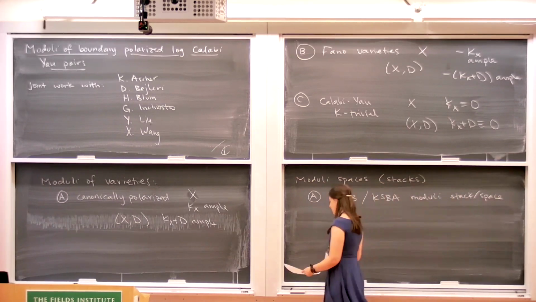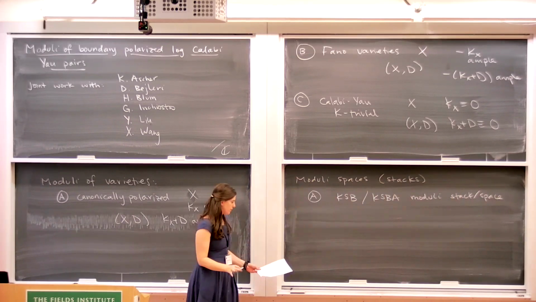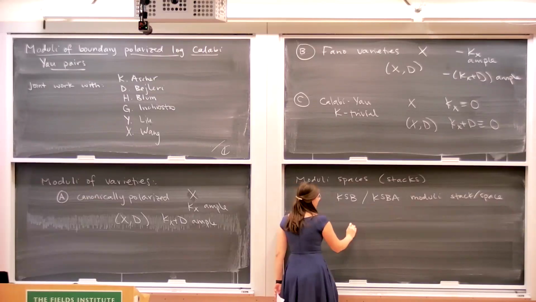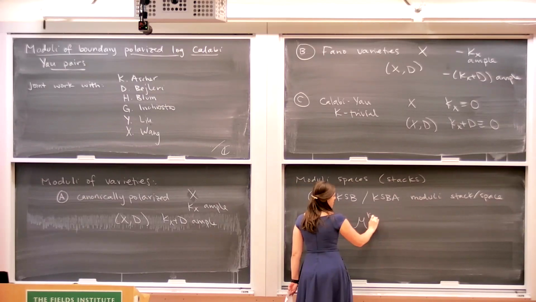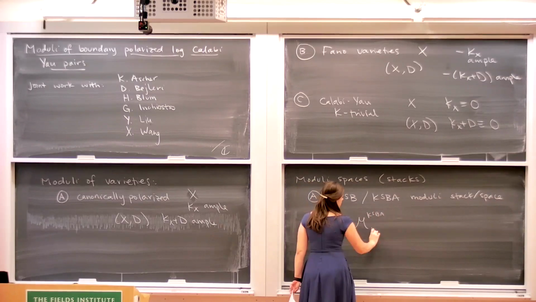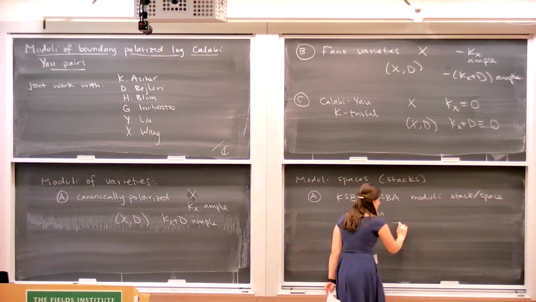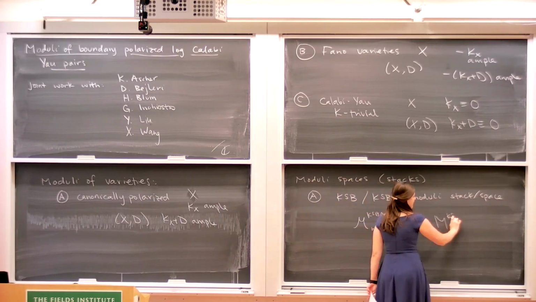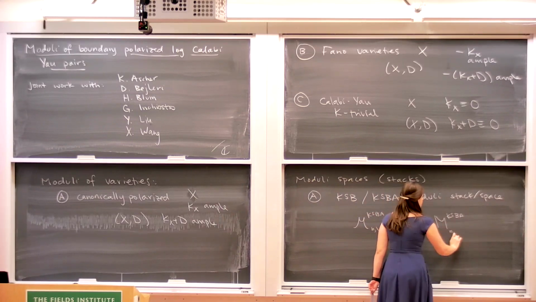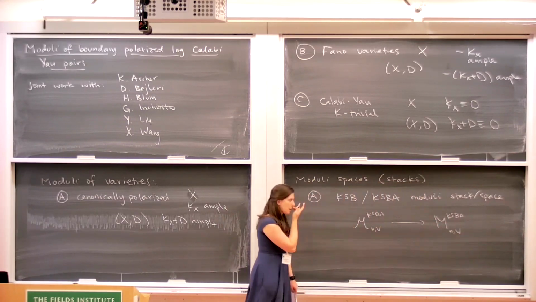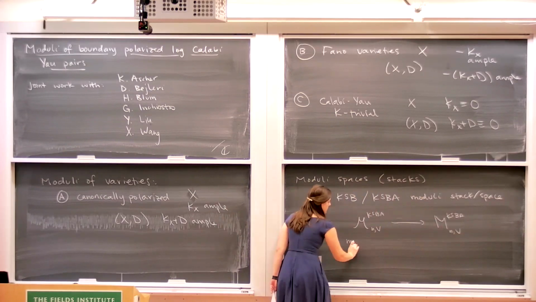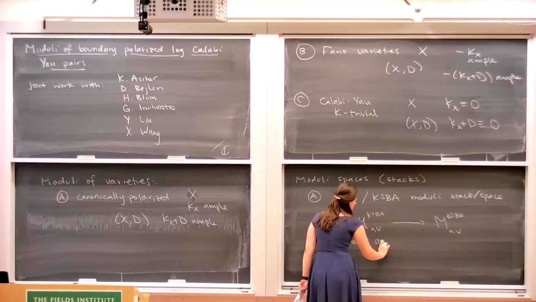So I'm going to be sort of loose about this at the moment. Again, I will give you precise definitions, but we have this curly M^KSBA with an n and a v mapping to a Roman M^KSBA with n and v. And what are these? This is a moduli. This happens to be a Deligne-Mumford moduli stack.